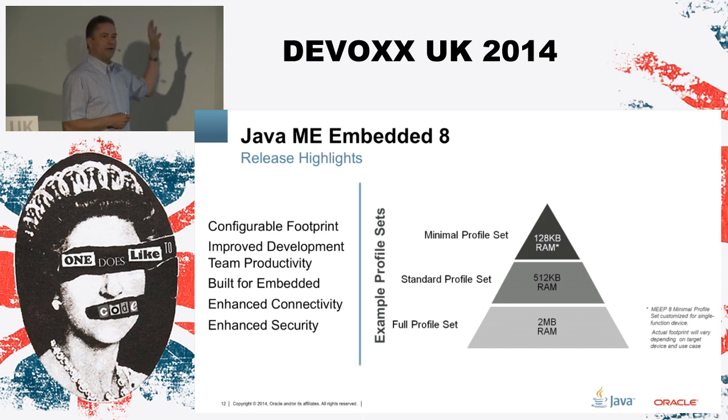It's built for embedded, as I said, so the idea is that we're moving away from mobile phones more to types of devices where we're talking to sensors, talking to actuators, and that kind of thing. And we've looked very carefully at the security model. So we've made sure that in the way you use Java ME embedded, you need to configure the security very carefully in order to access any of the parts of the system.